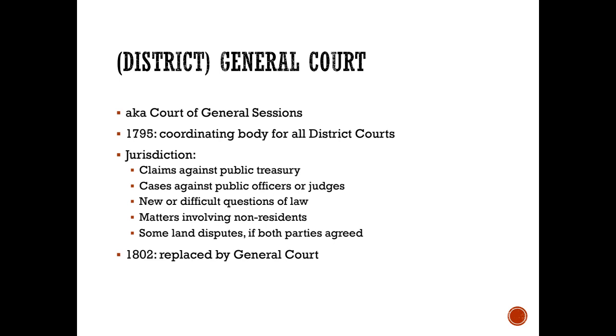Because they were in between, they created a district general court as part of the district court system, and it was meant to be a coordinating body for all of the district courts. It was just above them, meant to oversee them. It was like a committee of the judges from all the districts. They met in Frankfort, I think twice a year, and held court on cases that a single district probably shouldn't have control over: questions of law, cases against public officers or judges, claims against the public treasury, or disputes involving people who didn't live in Kentucky, as well as some land disputes from the district court if both parties agreed to take it to the general court.